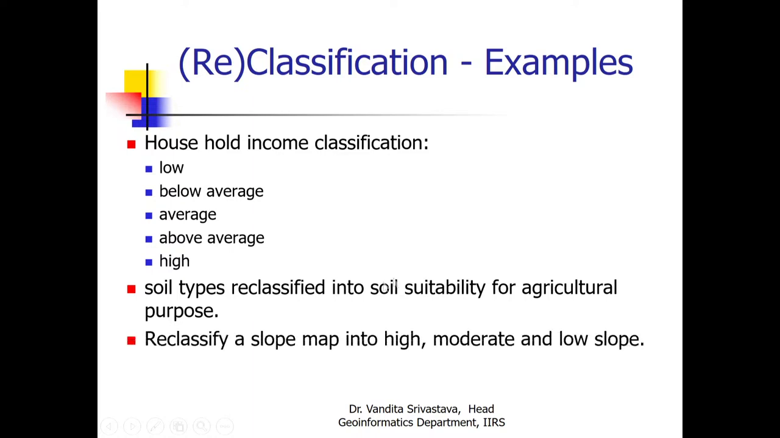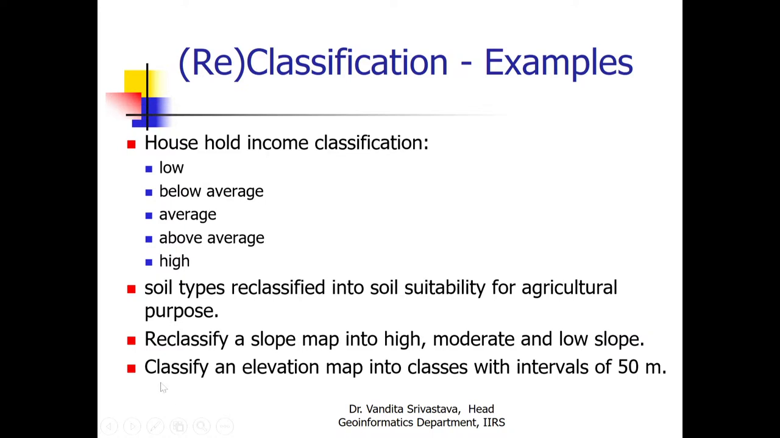You could also reclassify a slope map into high, moderate and low slopes. If you require more number of classes, you could again do the same thing: the high, the above average, average, below average, low altitude, or height or slope. So you can make your own classification scheme based upon your purpose of study. And you can also classify an elevation map with the interval of 50 meters or so.